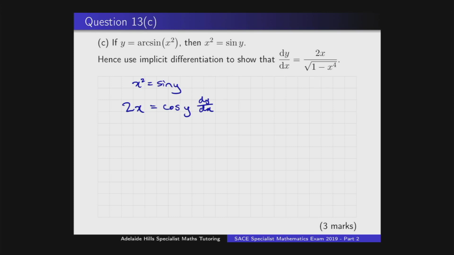And now we make dy dx the subject of the equation. And to do that, we need to divide by the cos y term. Okay, so that's the first bit. Now the next bit is we need to make some sort of substitution for cos y. And to do that, what we're going to do is take this first line and square it. So if x squared equals sine y, x to the 4 is equal to sine squared y. And we know that sine squared is equal to 1 minus cos squared.